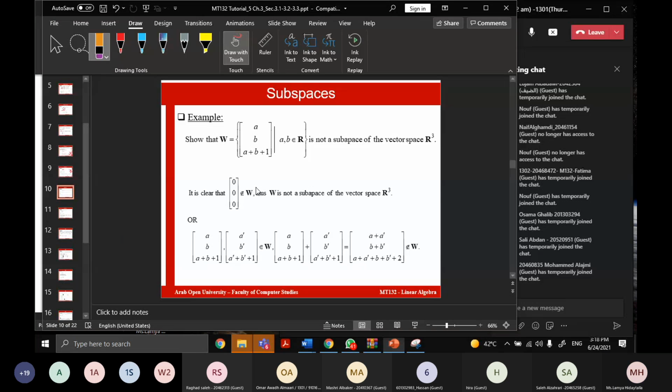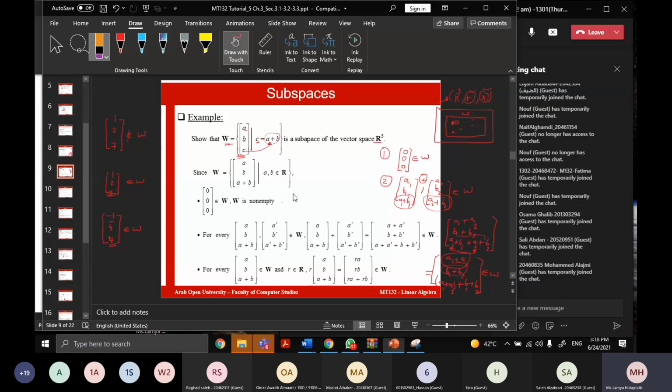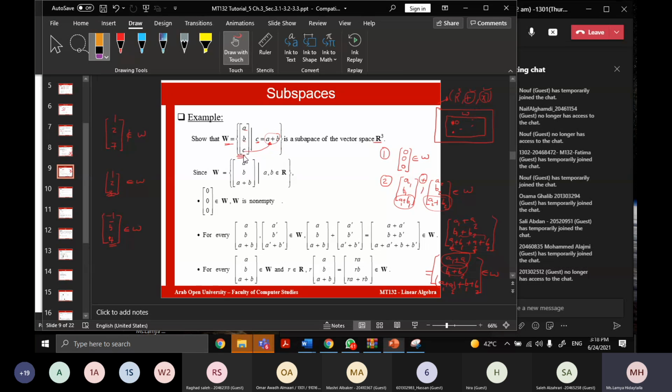Okay. Actually, we stopped last time with this example, and we proved that C, defined as A plus B, is a subspace of the vector space R3. We wanted to show that this is a subspace, and we proved it. We proved that it is not empty because it consists of these elements. If this is 0 and this is 0, then certainly C, which is A plus B, is going to be 0. So the 0 vector is there. That means this set is not empty. It has at least the 0 element.